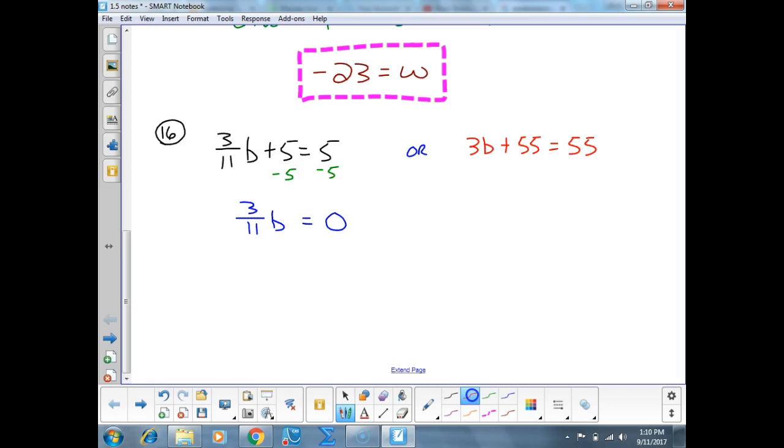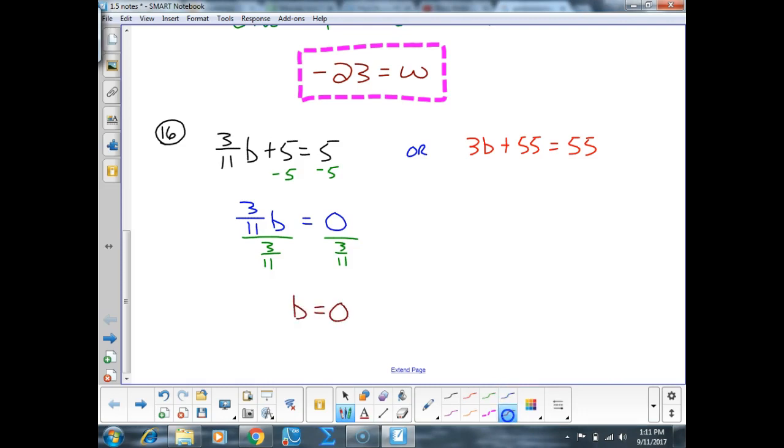Either way, if I divide by 3/11, 0 divided by anything is 0. Over there, if I subtract 55, then I'd have 3B equals 0, and then divide by 3, I'd still get B equals 0. That one was tricky because of that whole equals 0 part. Yes, sir. That'd be no solution or just 0. 0 is a number. It'd be no solution if the B went away. If the variable goes away, then it's that infinite solution, no solution case. But because the B is still there, 0 is a number.